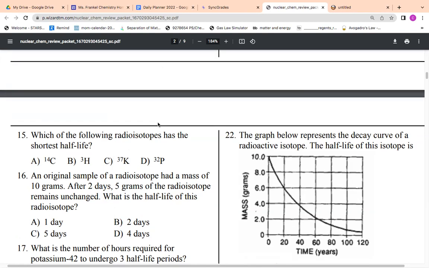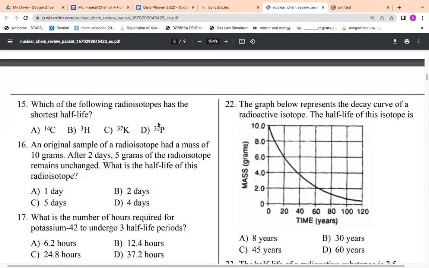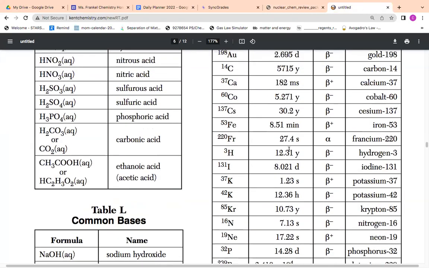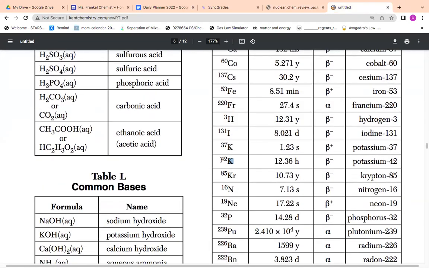All right, number 17. What is the number of hours required for potassium-42 to undergo 3 half-life periods? So what we need to know is how long is one half-life for potassium-42. So we need to go to our table N, look up potassium-42, and I can see that it has a half-life of 12.36 hours. So what this means is that every 12.36 hours, half of our sample of potassium-42 will decay into some other isotope.